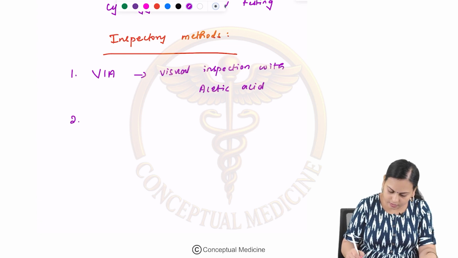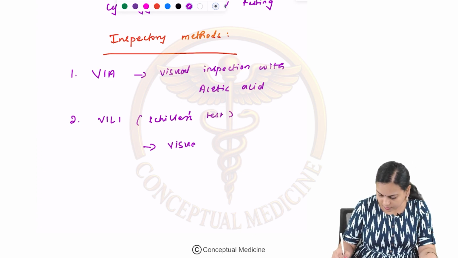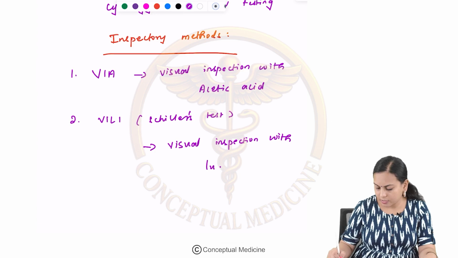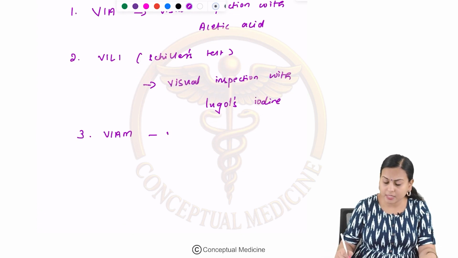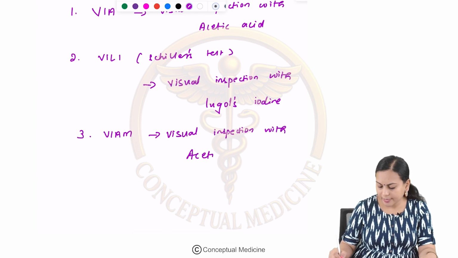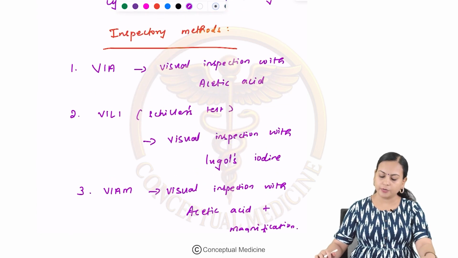Okay. Next one is VILI. This is also known as Schiller's test, that is visual inspection with Lugol's iodine. And the next one is VIAM. VIAM means visual inspection with acetic acid only, but with magnification. Clear? So, this is all you want to know.